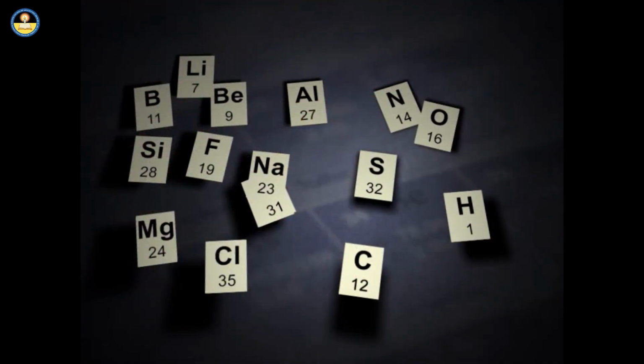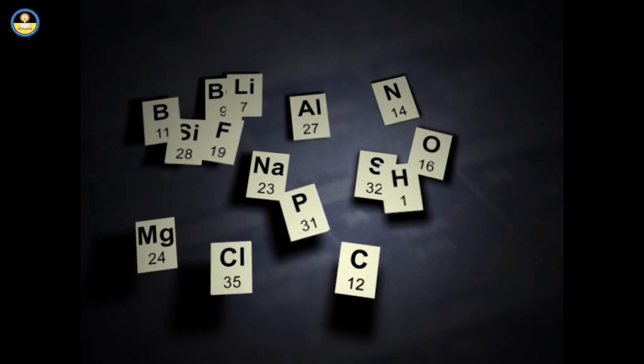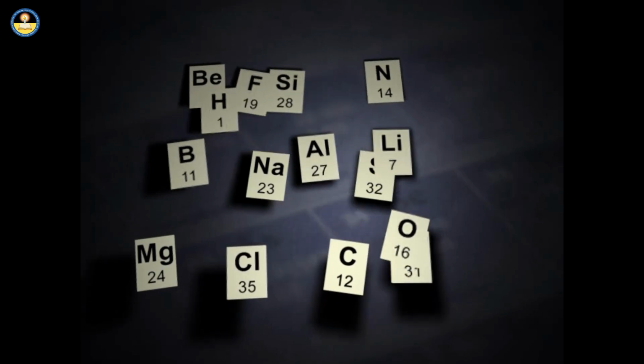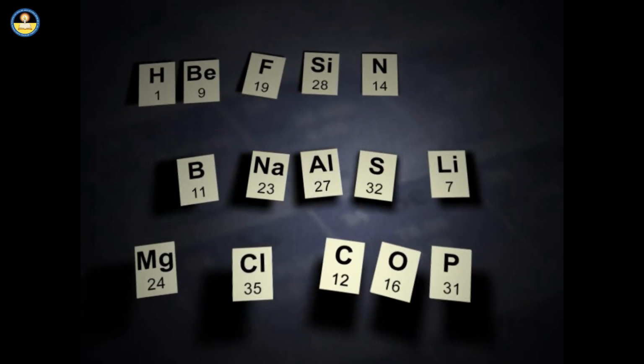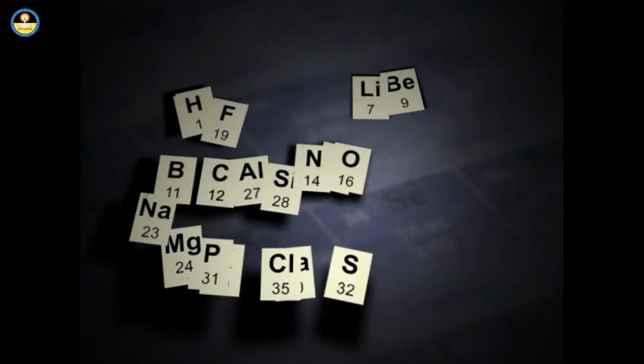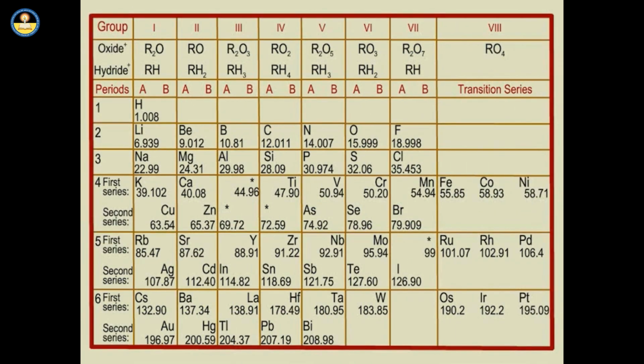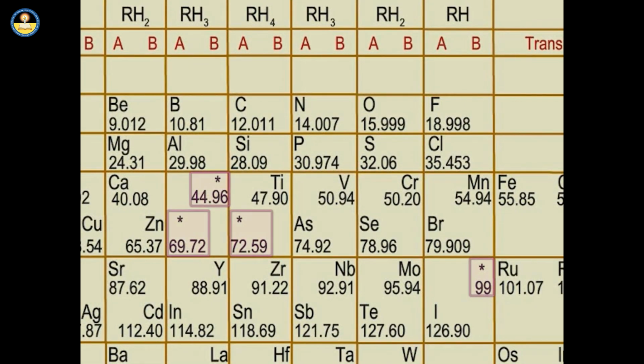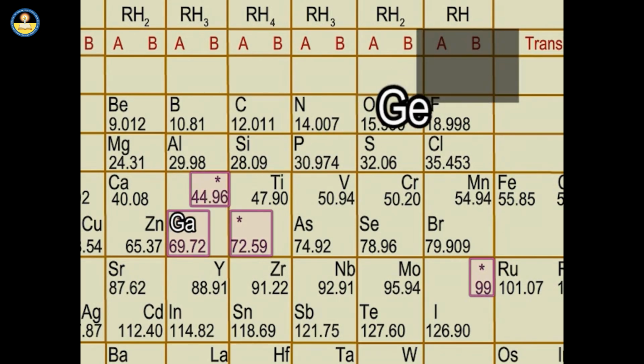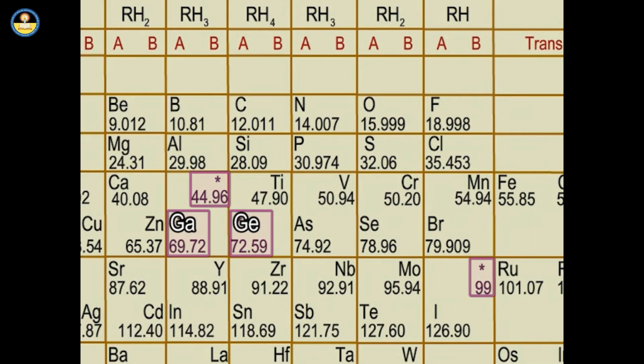In 1869, Mendeleev arranged the elements in order of increasing atomic mass and grouped them according to similar chemical properties. He left gaps in the table to be filled by undiscovered elements. He was able to predict the properties of undiscovered elements.